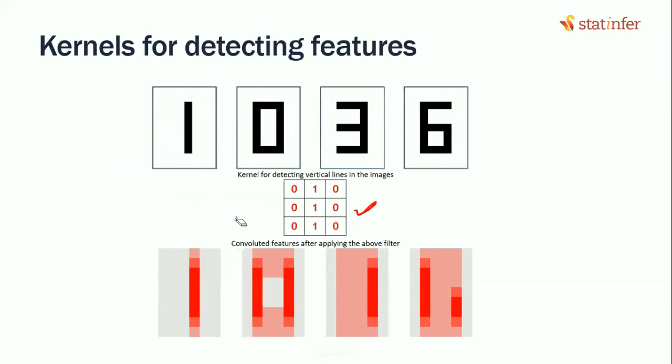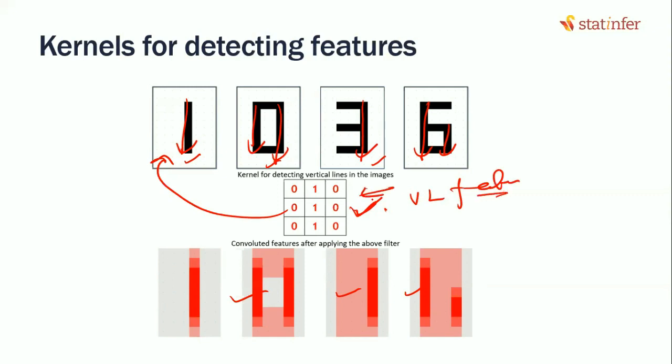So some kernel matrices will highlight particular properties. Look at this kernel matrix. This will highlight only straight lines. When you apply this kernel matrix on this, it is highlighting only vertical lines. It is highlighting those features. Basically, this particular kernel matrix is a vertical line feature detector.